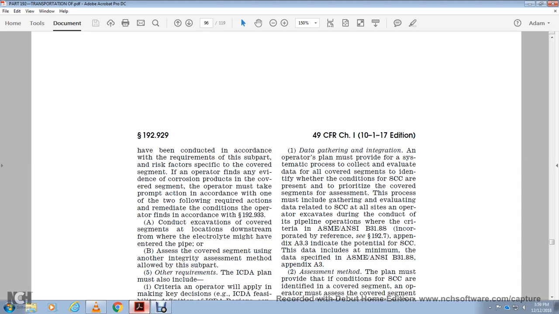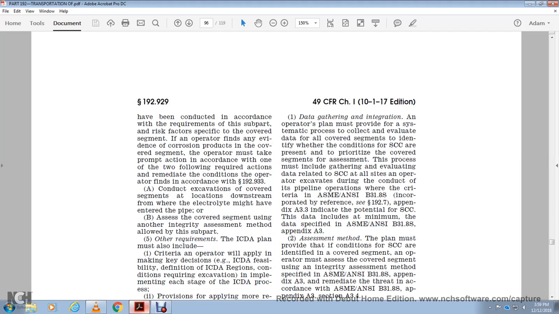For the covered segment, the operator must take prompt action in accordance with one of the following two required actions: remediate the condition the operator finds in accordance with 192.933, or conduct excavation of the covered segment located downstream from the electrolyte, and assess the entire pipe using an integrity assessment method allowed within the subpart.